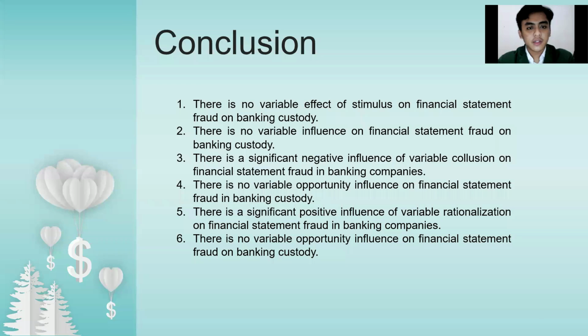Chapter 5, closing. Conclusion. 1. There is no effect of the stimulus variable on financial statement fraud. There is no variable influence on financial statement fraud. There is a significant negative influence of the collusion variable on financial statement fraud. 4. There is no opportunity variable influence on financial statement fraud. 5. There is a significant positive influence of the rationalization variable on financial statement fraud. And 6. There is no influence of the ego variable on financial statement fraud.